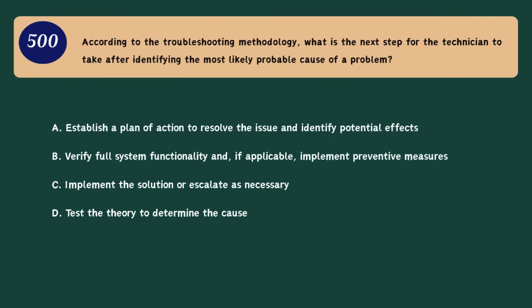Question 500. According to the troubleshooting methodology, what is the next step for the technician to take after identifying the most probable cause of a problem? A. Establish a plan of action to resolve the issue and identify potential effects. B. Verify full system functionality and, if applicable, implement preventive measures. C. Implement the solution or escalate as necessary. D. Test the theory to determine the cause.